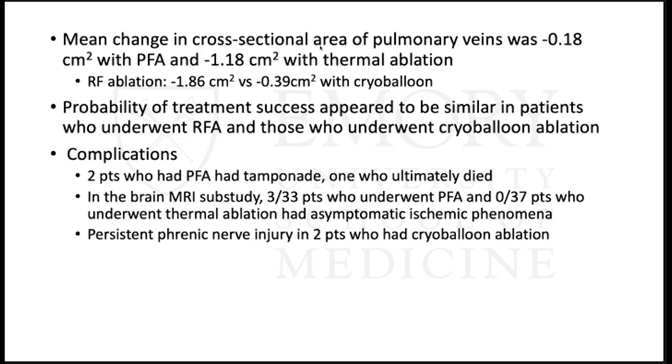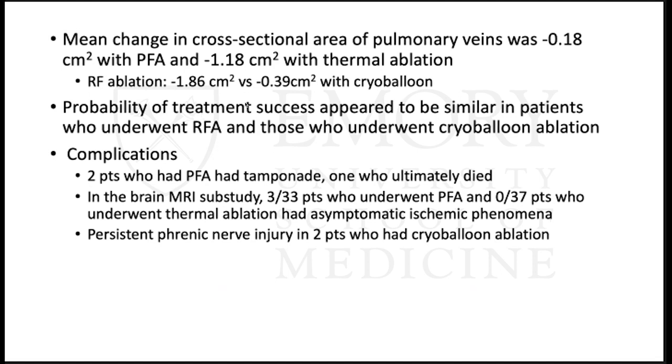In terms of the mean change in the cross-sectional area of the pulmonary veins, with the PFA group, it was very small, 0.18 centimeters, and then 1.8 centimeters with the thermal ablation group. And in the past, it's been thought that there is some narrowing of the pulmonary vein ostia with the thermal ablation. That is pretty typical with the procedure. And this is kind of an interesting endpoint where they're comparing both of these between the groups.